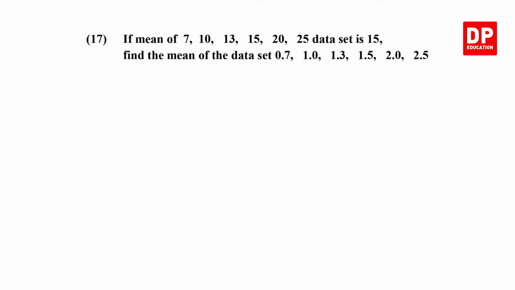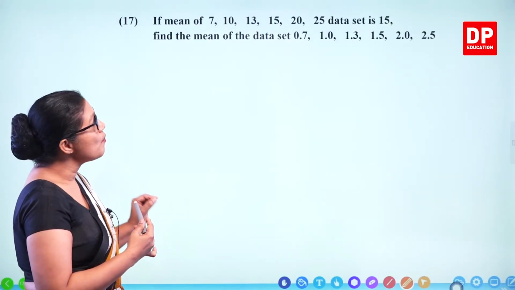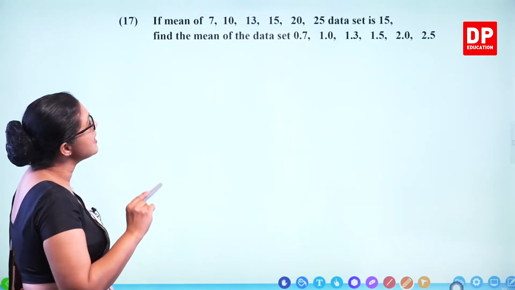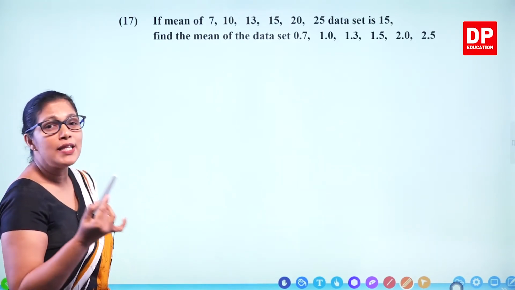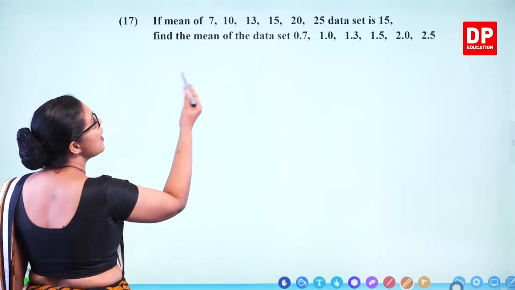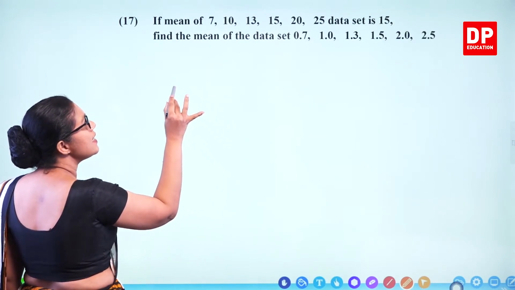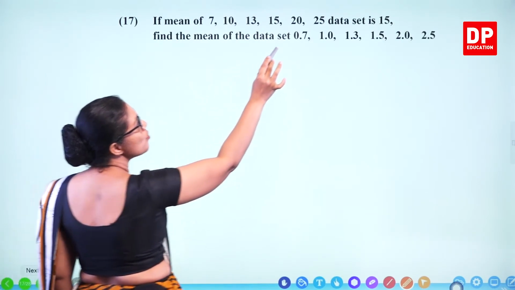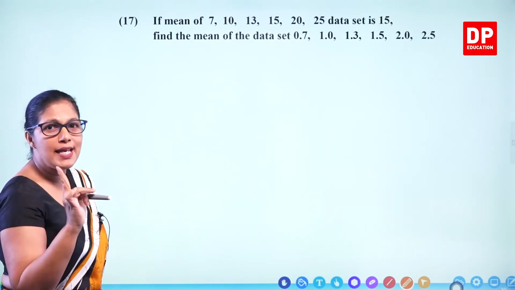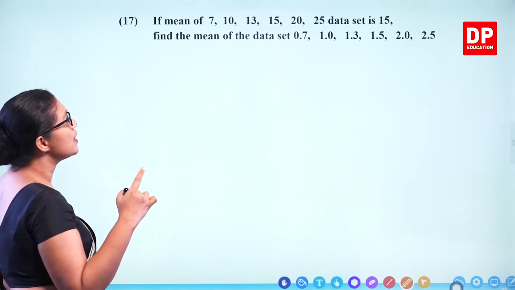Question number 17. If the mean of 7, 10, and so on, this data set, is 15, find the mean of the data set 0.7, 1, 1.3. Can you see the difference between the previous data set and the other one? All the numbers are divided by 10. So you get 7 divided by 10, 0.7. 10 divided by 10, 1. 25 divided by 10, 2.5. So what will happen to the mean now? The mean is also divided by 10.